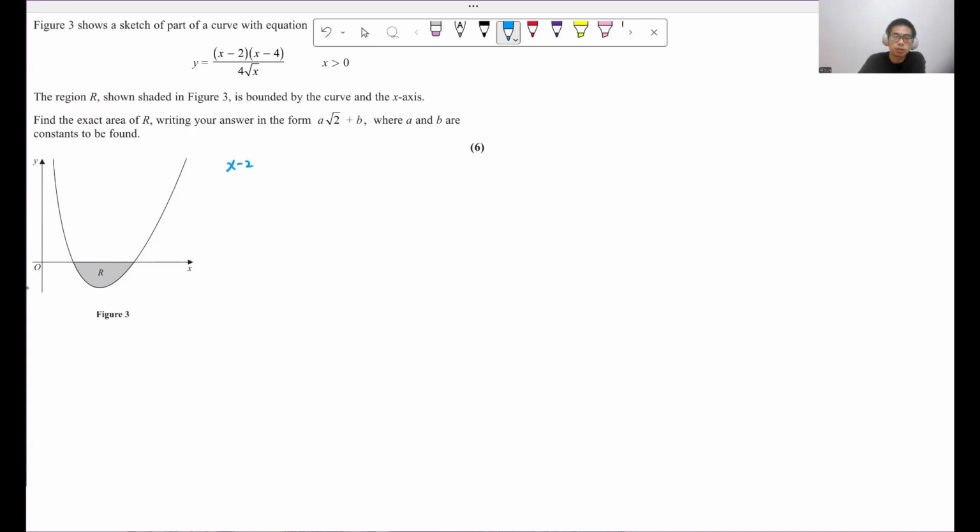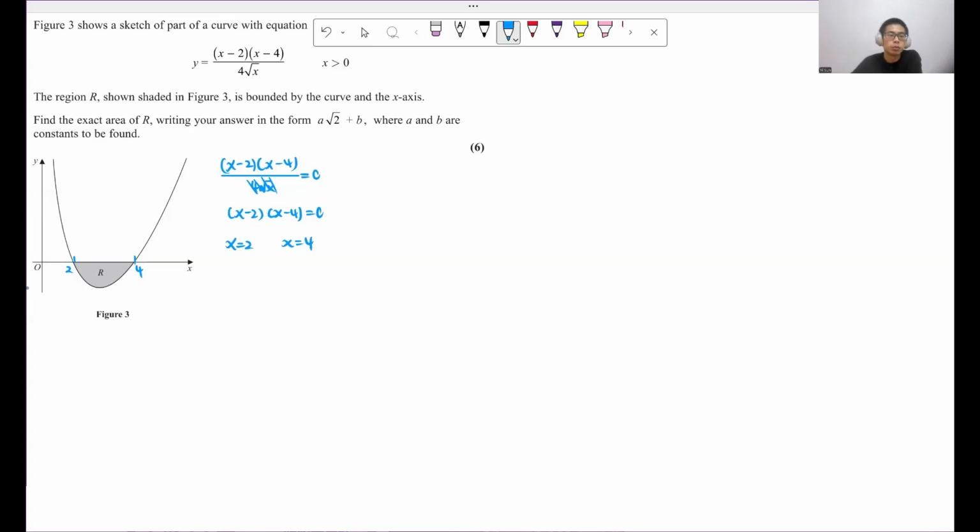So (x minus 2) times (x minus 4) over 4 root x is equal to 0. You can't divide by 0, so ignore the denominator. You just let the numerator (x minus 2) times (x minus 4) equal to 0. Therefore, x is equal to 2 or 4. Clearly this one is the smaller one, 2, and this one will be the bigger one, 4.